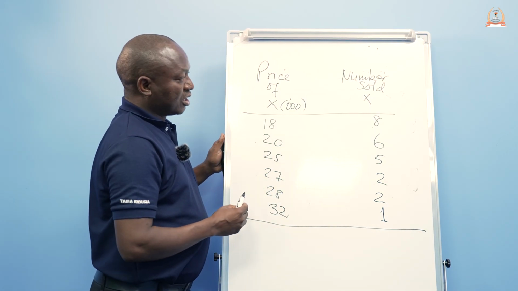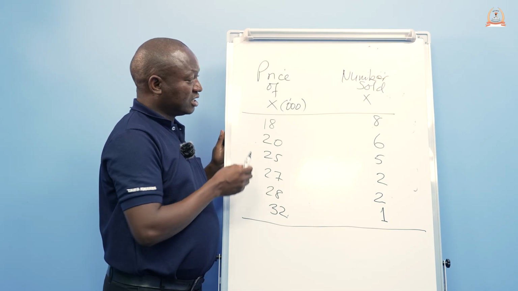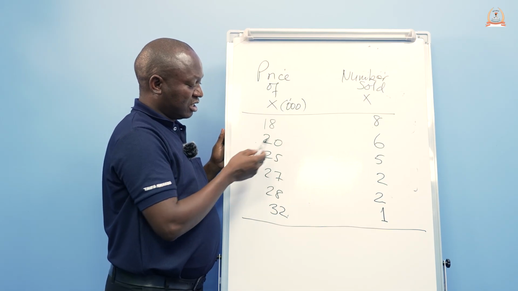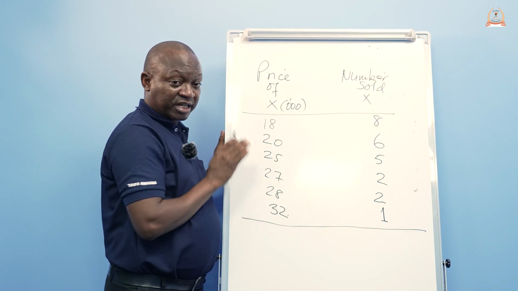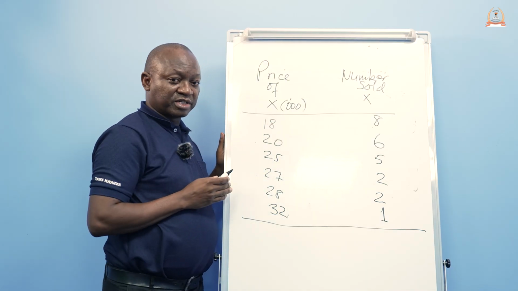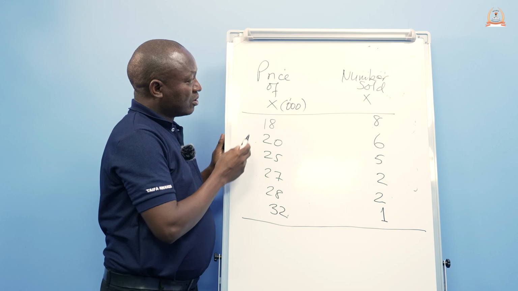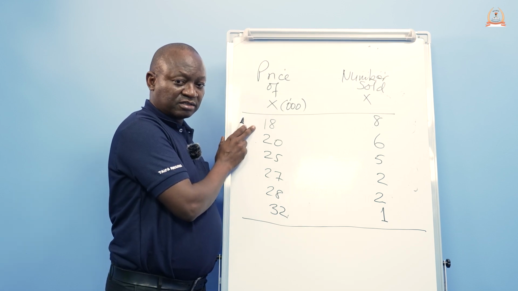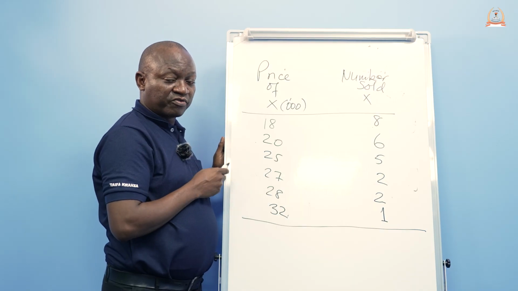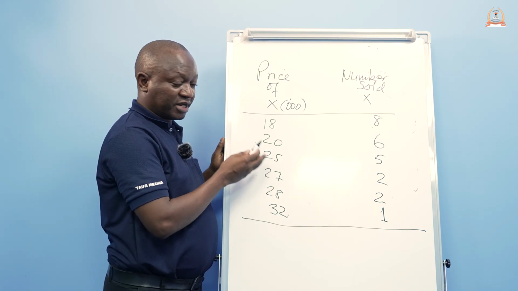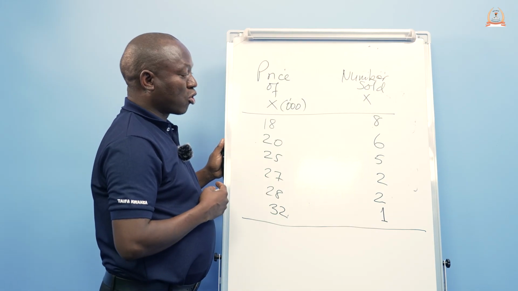So now you see, theoretically, it can be hypothesized that the price of a good is related to the number of that particular good sold. And we know this from the economic point of view. When the prices are higher, we normally buy less of the commodity than when the price is low. When the price is low, we buy more of that commodity.